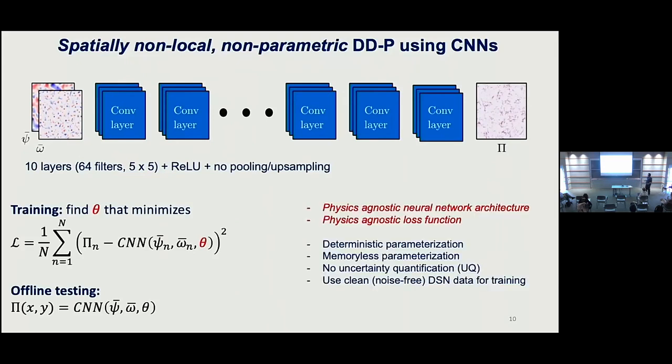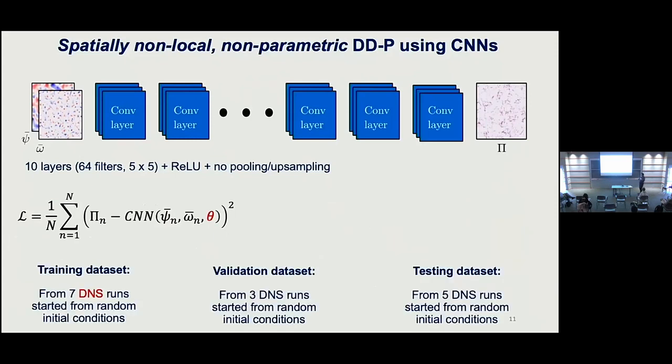I want to emphasize that for now, there is no physics in the neural network architecture, and there is no physics in the loss function. Also, this is deterministic and memoryless. It doesn't have UQ. And we assume that DNS data is not noisy. We have the clean data. These are simplifications that we can relax, for example, what Laura is doing in adding stochasticity. But for now, we are using this simple model. And we have independent DNS sets that we use for training, validation, and testing.